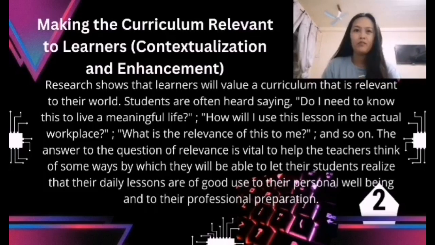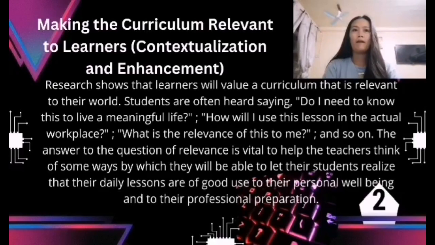Okay, so next is making the curriculum relevant to learners, the contextualization and enhancement. So the research shows that learners will value a curriculum that is relevant to their world. Students are often heard saying, "Do I need to know this to live a meaningful life? How will I use this lesson in the actual workplace? What is the relevance of this to me?" And so on. It's familiar, we can relate to it, like when we ask what is the use of this subject for work.